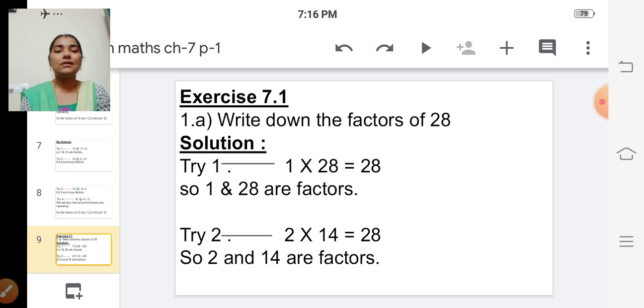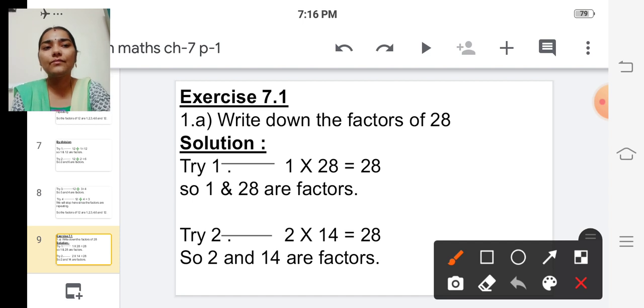So exercise 7.1, first A. Write down the factors of 28. We can find the factors of 28 by using multiplication. Okay, so try the first table.